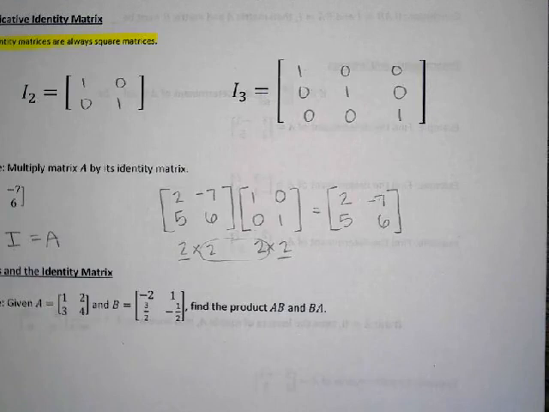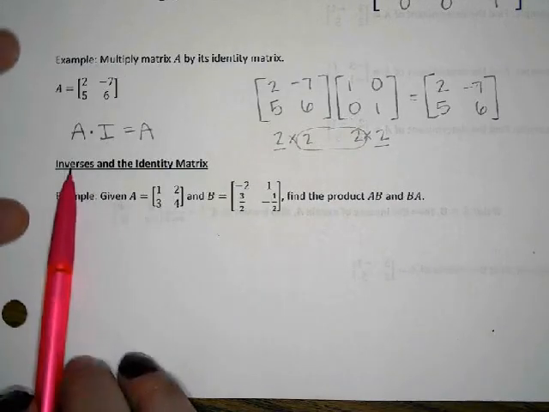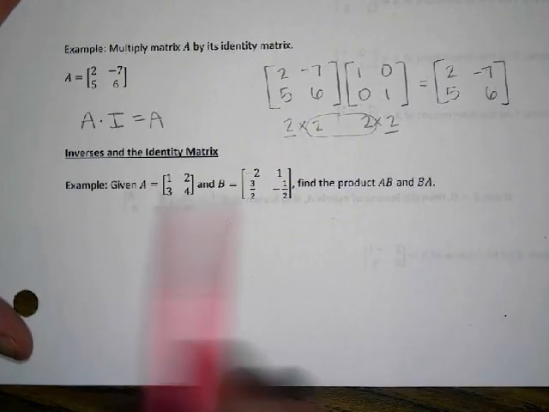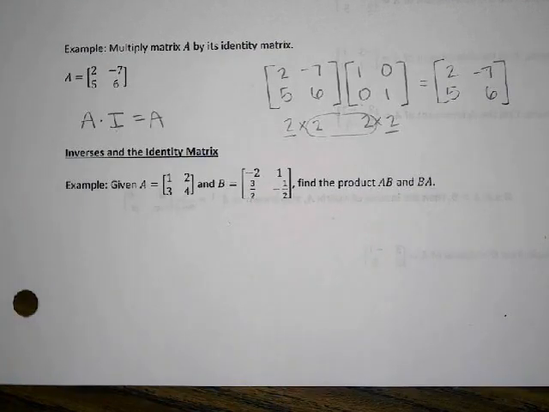Okay, so now let's go ahead and try the next problem. So here we're going to talk about how inverses and the identity matrix, how those work together. So for this example, it wants us to multiply A times B and then multiply B times A. So if you guys remember, when we were multiplying matrices together, the order mattered. If you switched the order of the matrix, you could either get a different answer, or you couldn't even multiply them at all. The dimensions might not be accurate so that you could actually even multiply them to begin with.